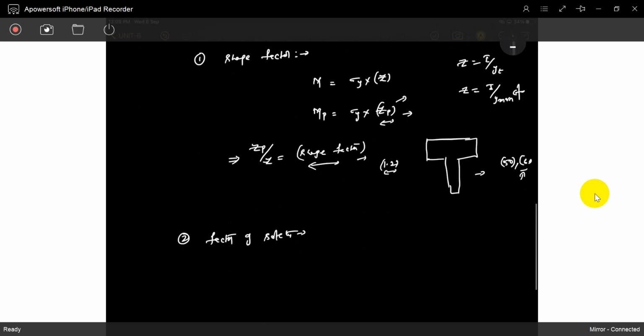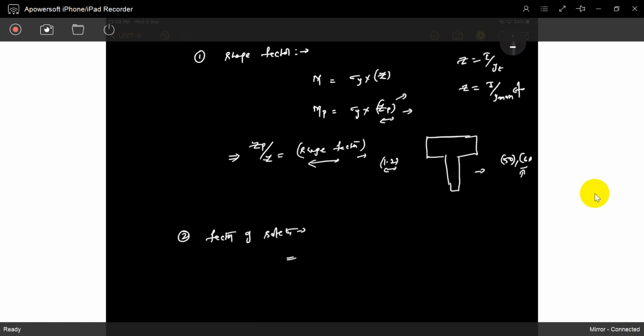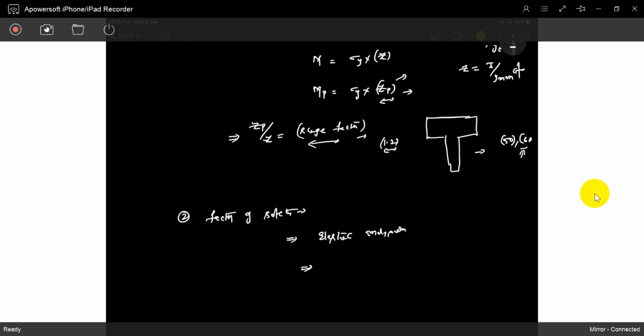Factor of safety. The maximum stress is taken as the yield stress, in yield analysis, the elastic analysis. We consider that if the last fiber reaches the yield stress, we call it a failure. That's it. If any fiber, the last fiber, reaches Fy, the yield stress, it is a failure.